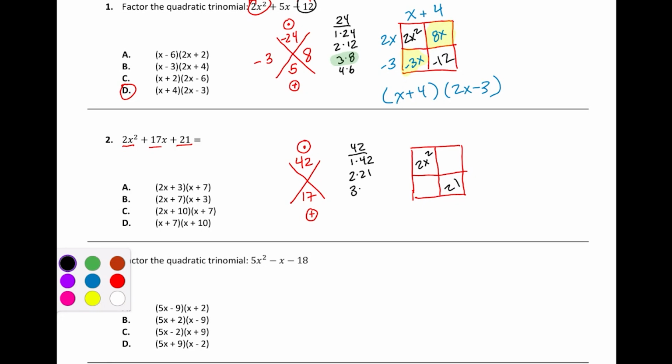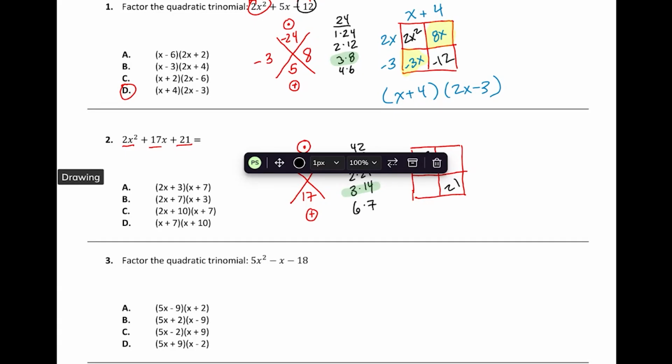3 times, what would that be? 14, and I think that's going to be our winner. Is there anything else here? Just kind of cover, yeah, we can do 6 and 7. My students are going to like that one, but that's not going to be the right combination. It's going to be 3 and 14.